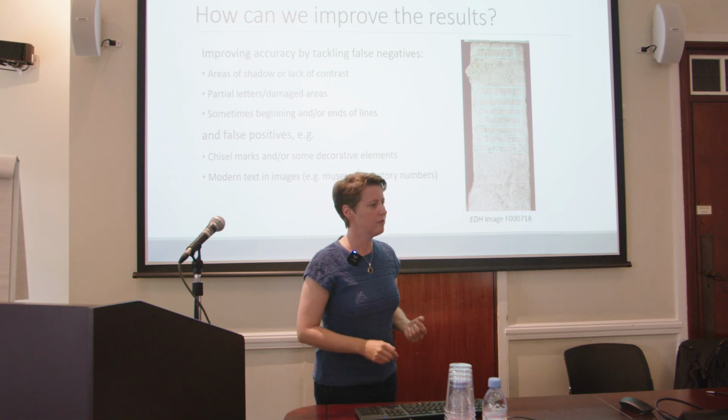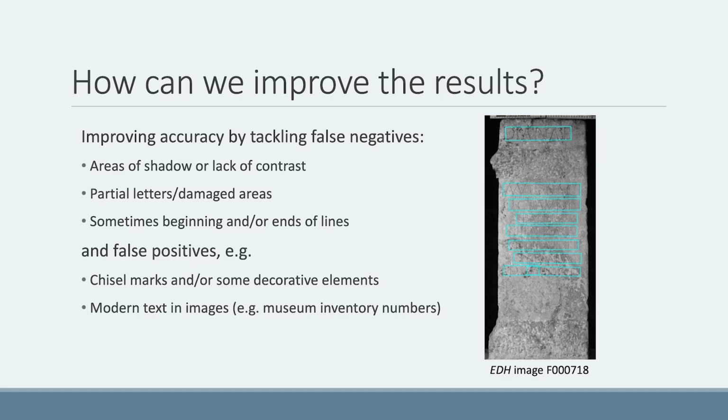So how could we improve these results? Well, to tackle the false negatives, so the areas of shadows or lack of contrast, we could look at improving detection of damaged areas, and at where the beginnings and ends of lines are sometimes inaccurately given because the scene text detector thinks that the borders are letters.